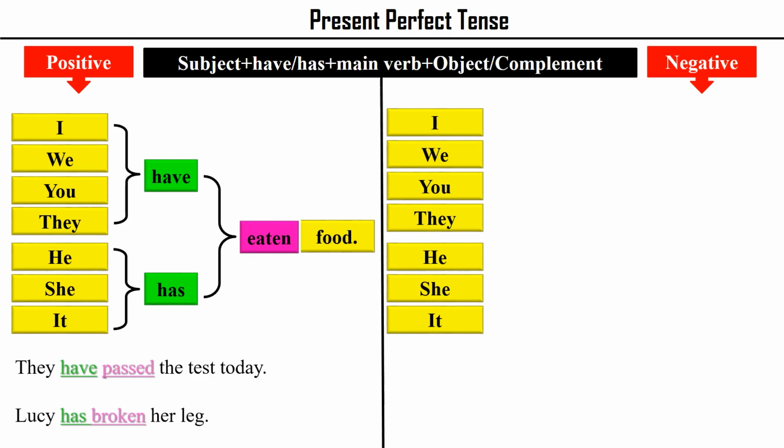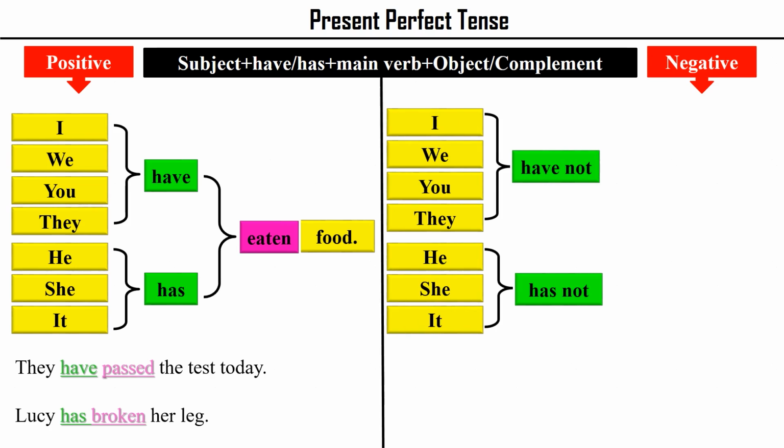Negative. Subject plus have not or has not. We use the adverb not in negative sentences to make the meaning of the sentence negative, plus the third form of the verb plus object. I have not eaten food, we have not eaten food, you have not eaten food, they have not eaten food, he has not eaten food, she has not eaten food, it has not eaten food.